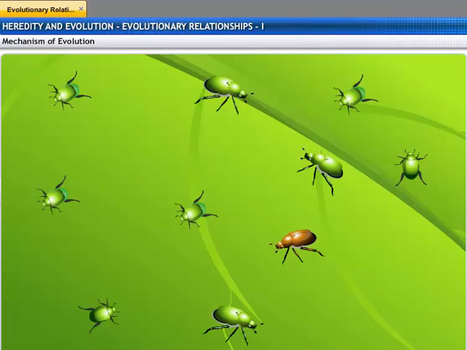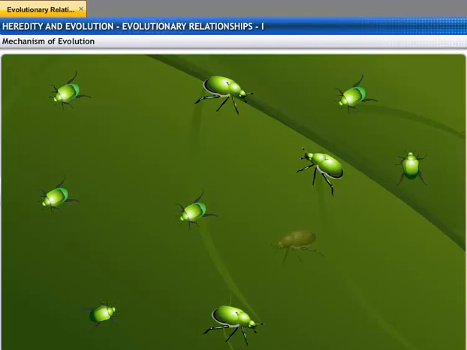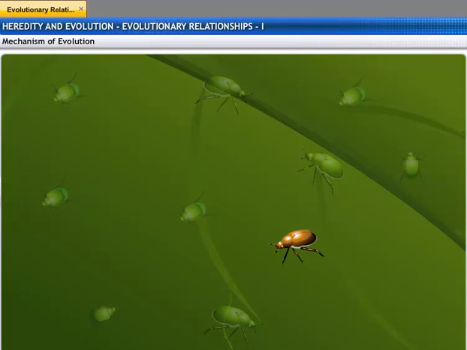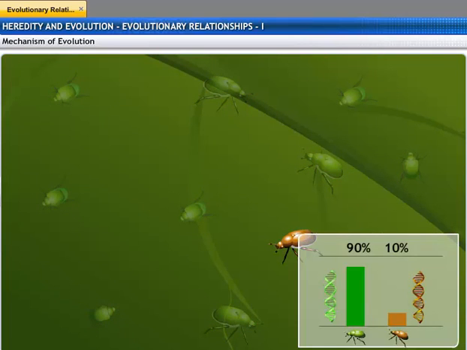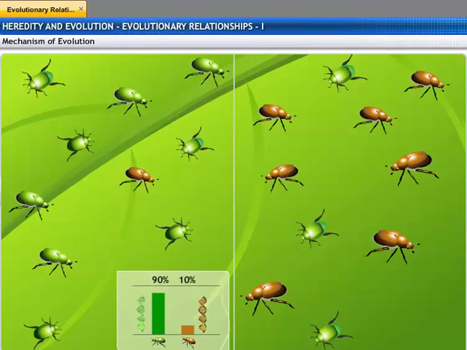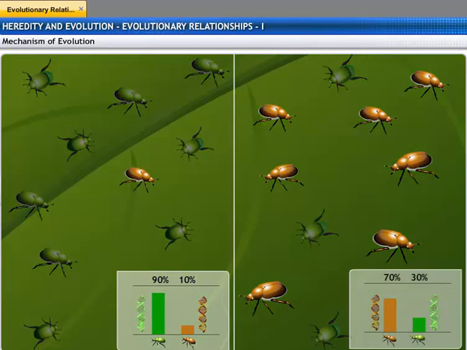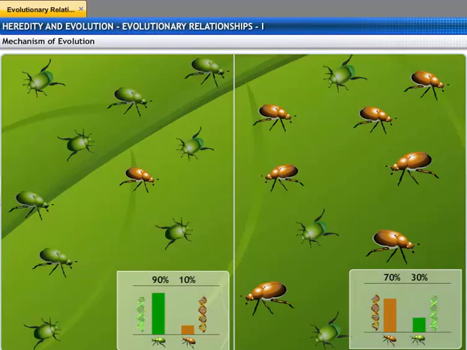Now, look at this sample population of two types of beetles. Around 90% of the beetles are green and 10% are brown. This means 90% have genes that provide the color green and 10% have genes that provide the color brown. Generations later, this is what the sample population looks like. Brown beetles make up about 70% of the population.